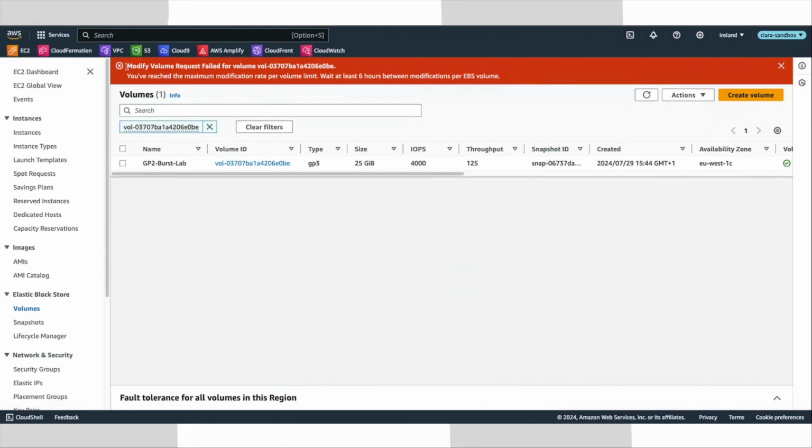And as you can see here, the volume modification failed, and the error message is telling you why. You've reached the maximum modification rate per volume limit, so we must wait 6 hours between modifications per volume. This is a hard limit set by the EBS service, and there is no way of getting around this other than, if you have a snapshot of the volume, launching a new volume from that snapshot, where you can specify the type, the size, or the IOPS as required. That's the only way to get around this limitation. Other than that, you would need to wait the 6 hours in order for that limit to be removed.